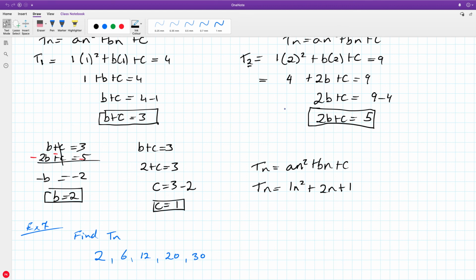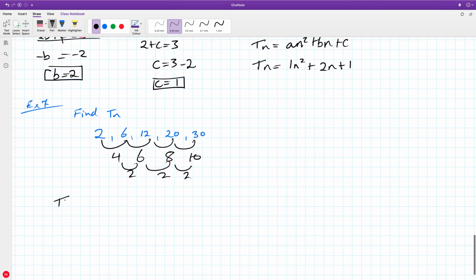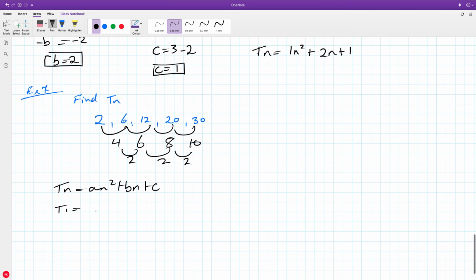Right, guys, let's have a quick look at it before you get out the gap. 2 to 6 is 4, 6 to 12 is 6, 12 to 20 is 8, 10. 2, 2, 2. We all happy so far? Tn is equal to an squared plus bn plus c. So t1 is equal to 1 times 1 squared plus b times 1 plus c, which is 2.